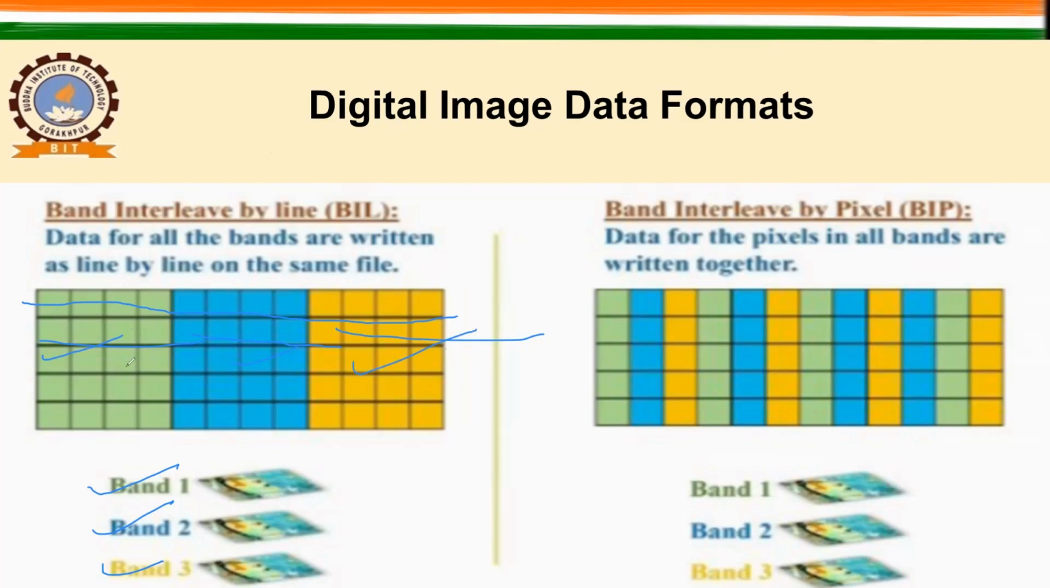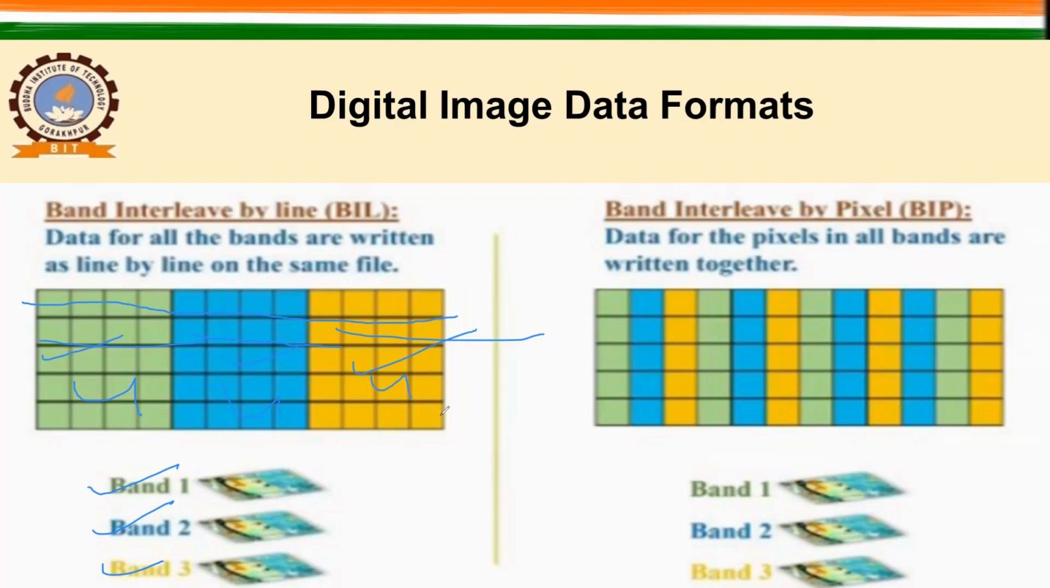Okay, then the fourth line of the first band, and in the same way the fourth line of the second band, and in the same way the fourth line of the third band. Okay, so band means image. So likewise, we save our data in a single file using the band interleave by line format.